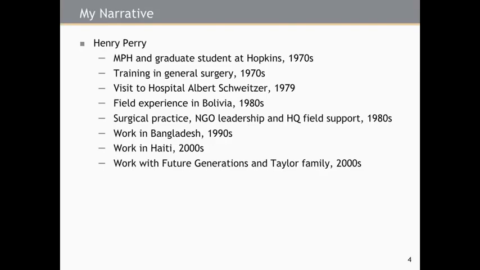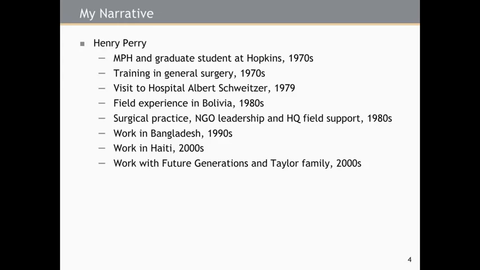As you know, I'm relatively new to Johns Hopkins. I've been on the faculty since 2009, and my own career evolution started out first as an MPH student here in the early 1970s, and then I trained in general surgery, and during my residency training, I had the opportunity to visit the Hospital Albert Schweitzer in Haiti.